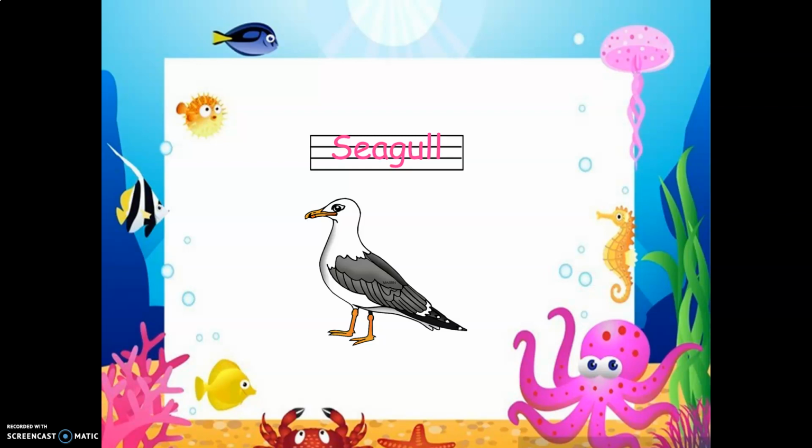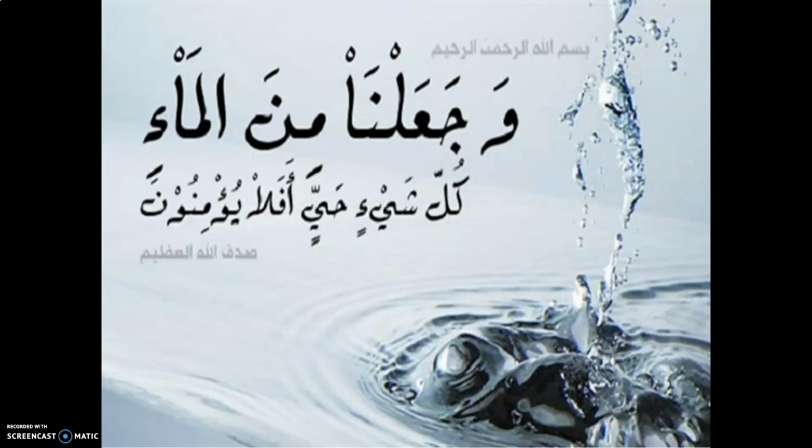Okay? Now, Allah the Almighty said: And we made from water every living thing. Will they not then believe? Girls, if I ask you, what did you understand from this ayah? We understood that animals, people, and plants can't stay alive without water. No animal, no plant can stay alive without water, girls.